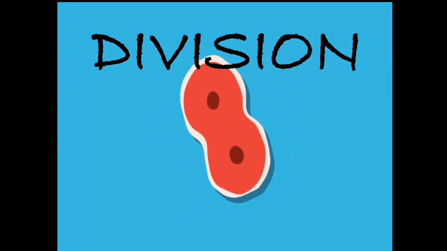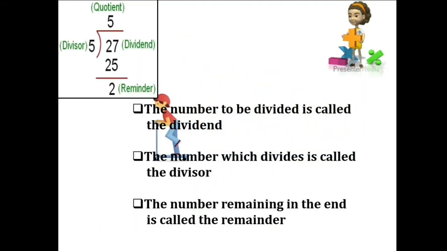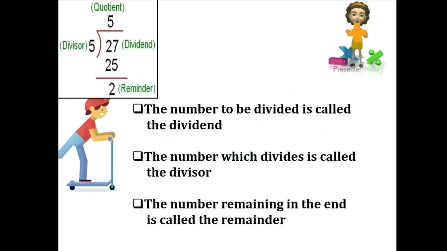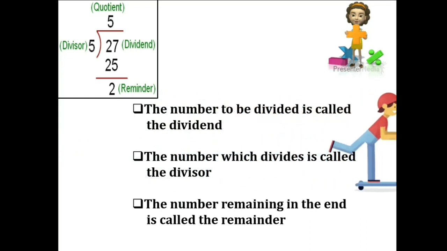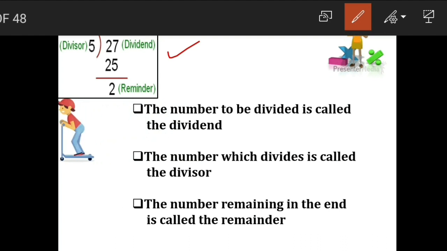Today, we'll be doing the lesson division. Here are some concepts which you should know. The number to be divided is called the dividend. You can see on the left hand side, this is the dividend, 27.